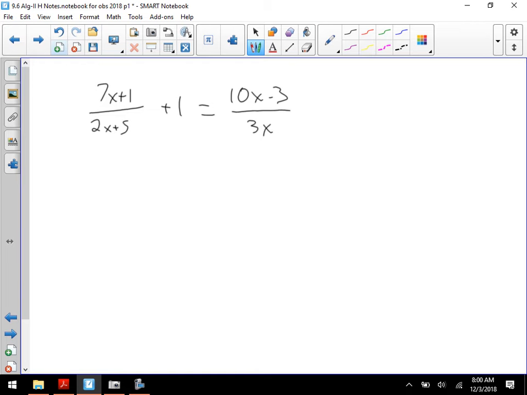Also with these problems, it's very easy to write down a part of one problem and a part of another. Happens a lot. Okay.